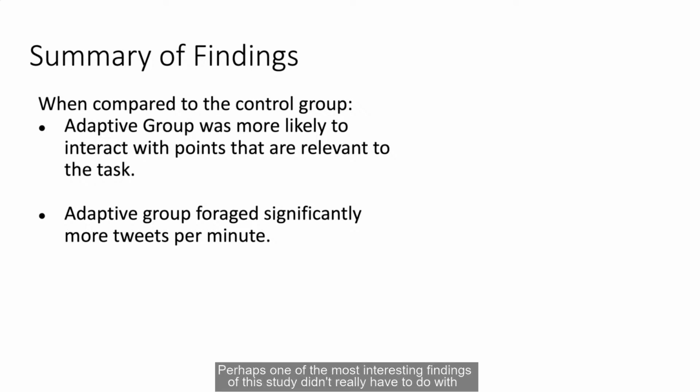Perhaps one of the most interesting findings of this study didn't really have to do with the adaptive system at all, or whether or not we could represent a user's knowledge. But I think that this finding is a good segue to discuss some of the things that I believe are important for future work.